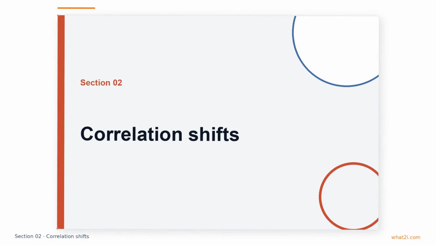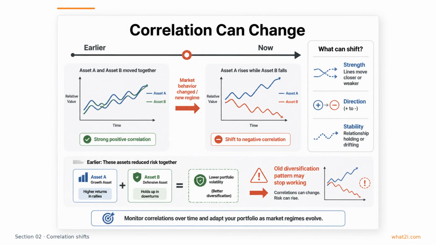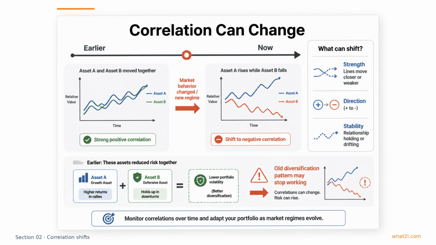Section 2. Correlation shifts. Correlation is not a permanent trait of two assets. It can change as markets change. A shift may show up as a stronger relationship, a weaker one, or even a reversal from positive to negative. That matters because portfolio decisions are usually based on the assumption that past relationships still roughly hold. When the environment changes, that assumption can break down. An asset pair that once diversified each other may stop doing that.